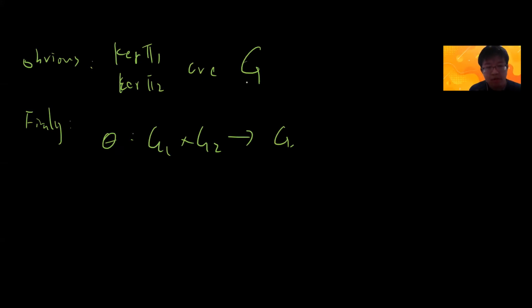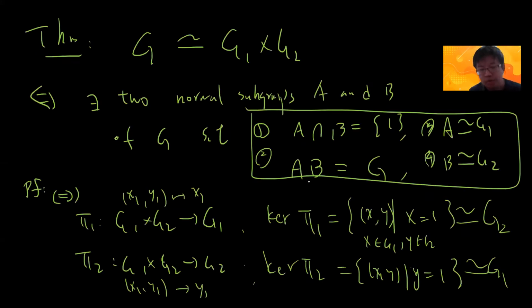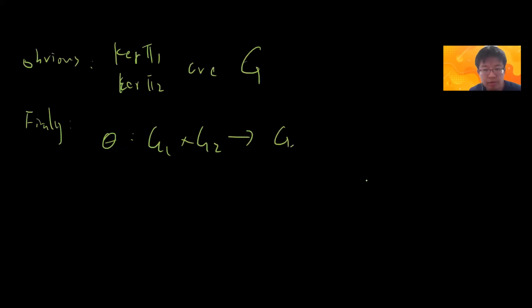Finally, I just need to show that AB equals G, so basically G1 times G2 as a set equals G. My work is just to define a theta from G1 cross G2 to G, by assuming, so let's assume this theta is an isomorphism.